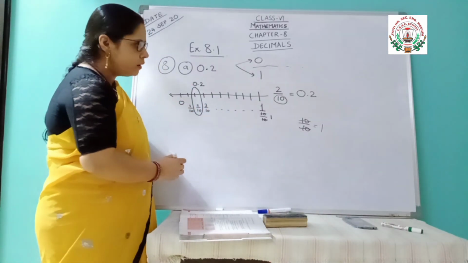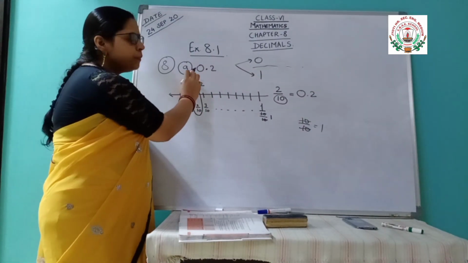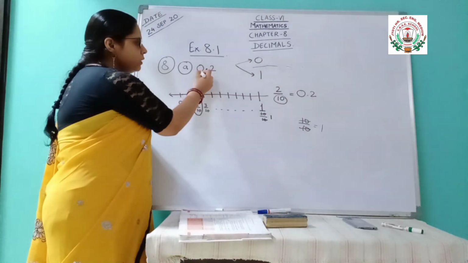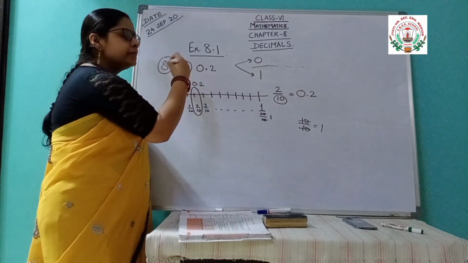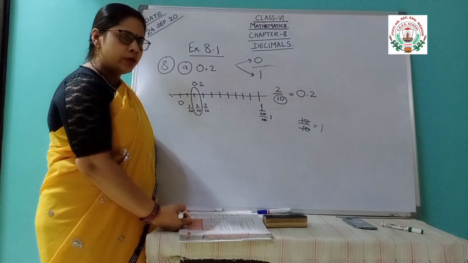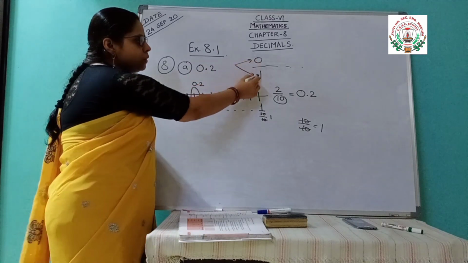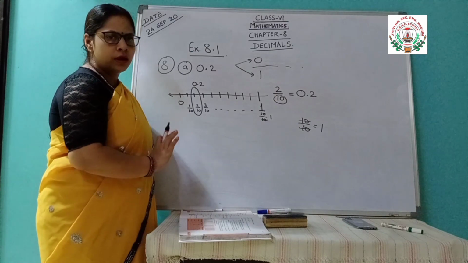Is this clear now? Repeating once again, 0.2. 0.2 lies between which two whole numbers? So the whole number part is 0. And the next number after 0 is 1. So this number 0.2 lies between 0 and 1. Okay, that first thing is clear, it lies between 0 and 1.